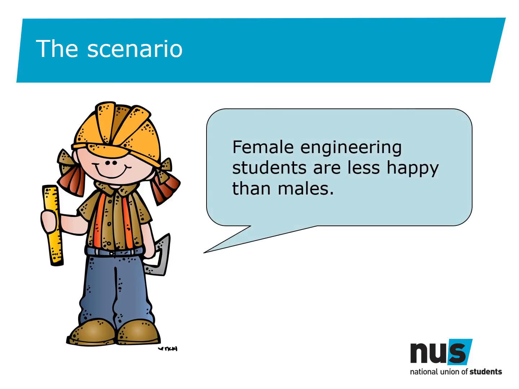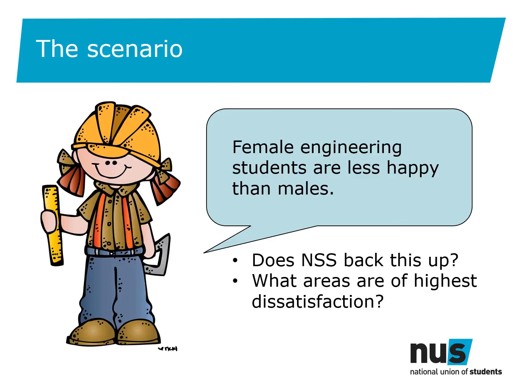My education officer has heard anecdotally that female engineering students are less happy than male students, possibly due in part to only 20% of the engineering student body being female. The NSS can give us insight into this in several ways. First, does the data back up what we're hearing? Secondly, if this is true, what areas are a particular issue for our female engineers? Thirdly, NSS data can point us towards where we might need to undertake further research to better understand our data.